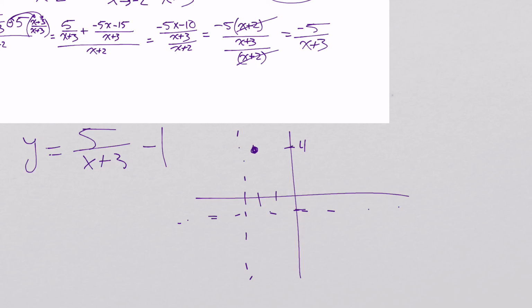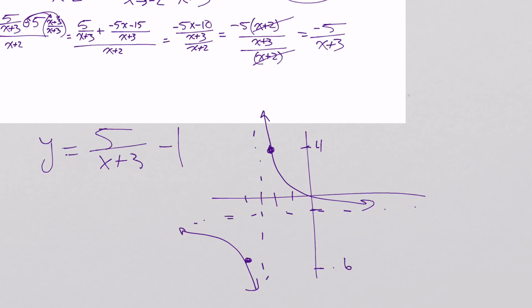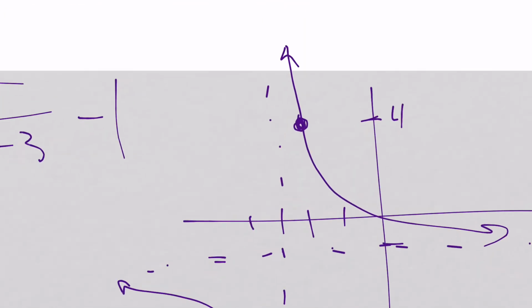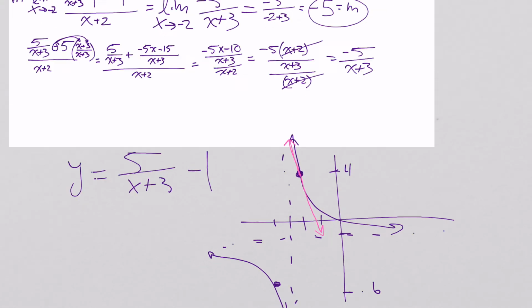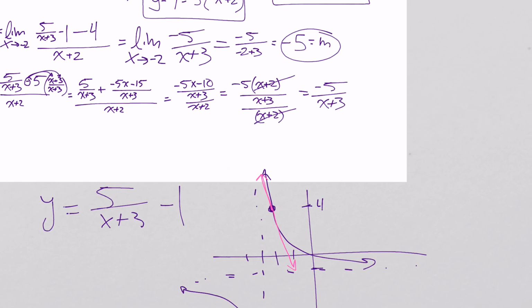I'm actually going to have another point over here, right there, like that. But our graph is going to look something like that and that. And what we're saying is we wanted the tangent line at this point where x is -2. So we're saying we have a tangent line that looks like that, and we just wrote the equation of it. It has a slope of -5, which is why that pink line is so steep.